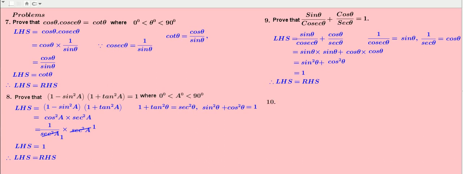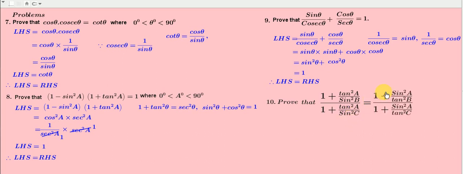Problem 10. Prove that 1 plus tan square A by sin square A divided by 1 plus tan square A by sin square C is equal to 1 plus sin square A by tan square B divided by 1 plus sin square A by tan square C, where A, B and C are acute angles.